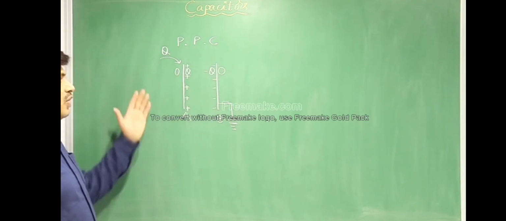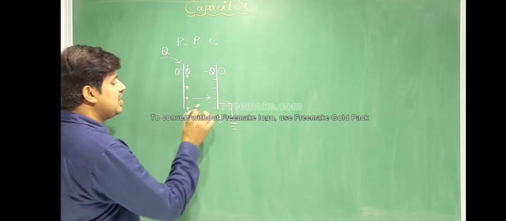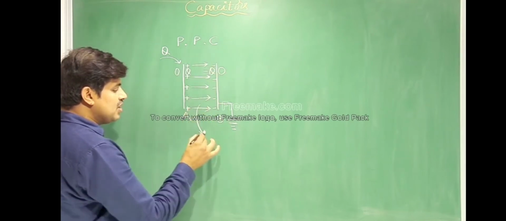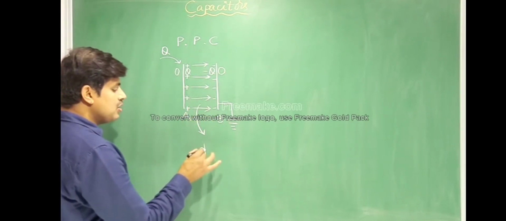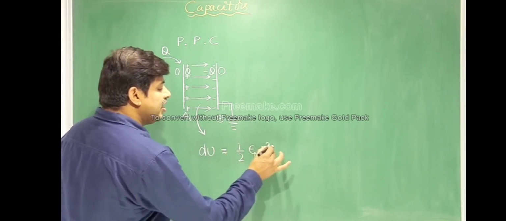So there is no electric field on either outer side of A and B, but between A and B, an electric field is there. So that electric field energy will be stored between A and B. The field energy that is stored between these two plates, we have calculated using the formula dU is equal to half epsilon naught E square dV.